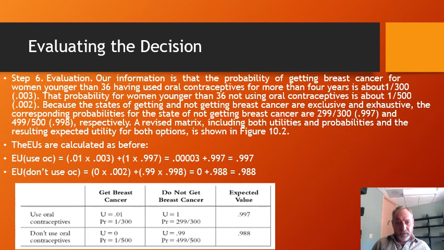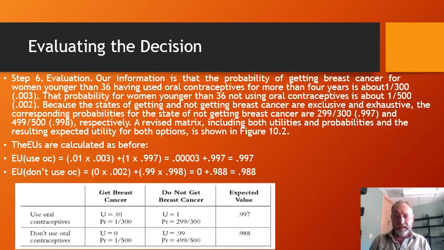You can see down there. So using oral contraceptives and getting breast cancer has a utility of 0.01 and a probability of 1 in 300. Using oral contraceptives and not getting breast cancer has a utility of 1 and a probability of 299 out of 300. So notice you're overwhelmingly likely not to get breast cancer, even if you use oral contraceptives. It does increase your chances, but from 1 in 500 to 1 in 300. So that's still a 299 out of 300 chance that you're not going to get it. So hopefully those numbers make sense.